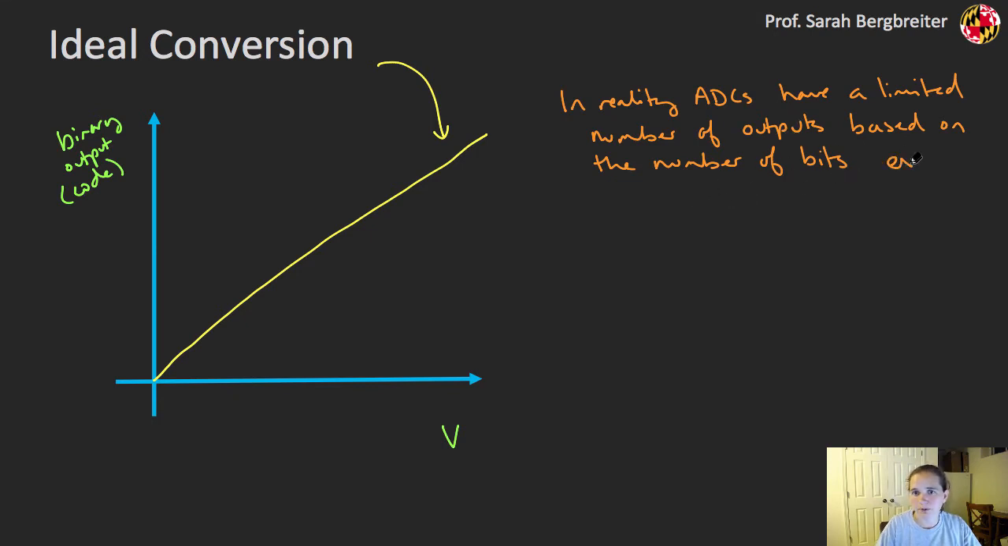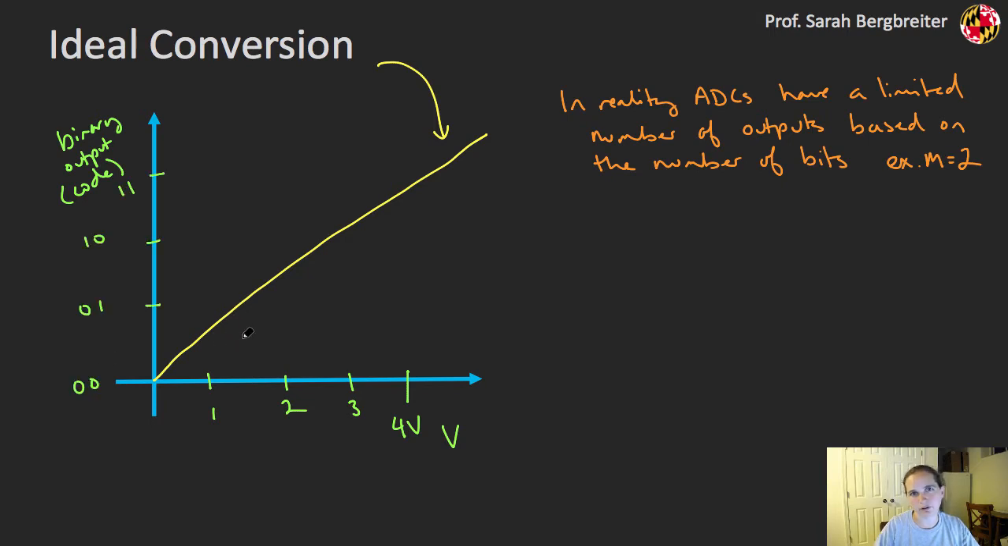In reality, your ADC will have a limited number of outputs based on the number of bits. So, for example, let's do something simple. We have 2 bits for my ADC. To see the real conversion between voltage and output code for a 2-bit ADC, let's label our axes. Let's say I have a 4 volt full-scale range for my ADC. So I have 1 volt here, 2 volts here, and 3 volts here. And for 2 bits, I have 4 possible codes as output: 00, 01, 10, and 11.